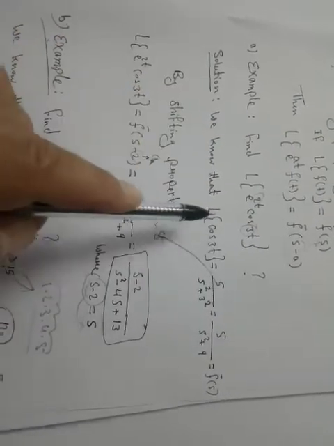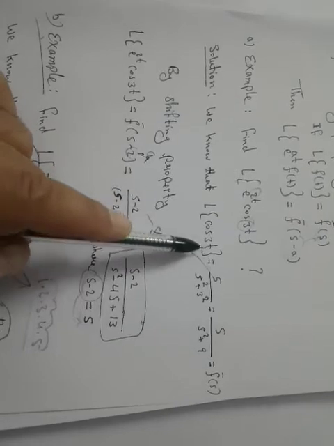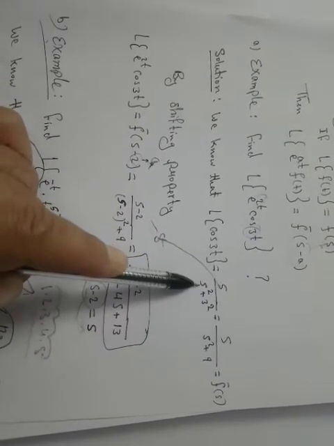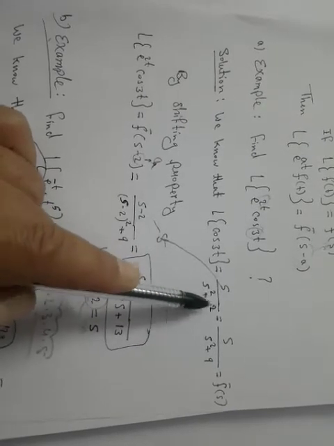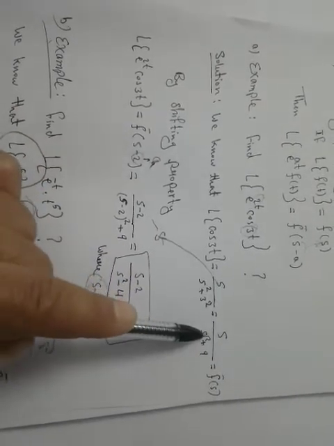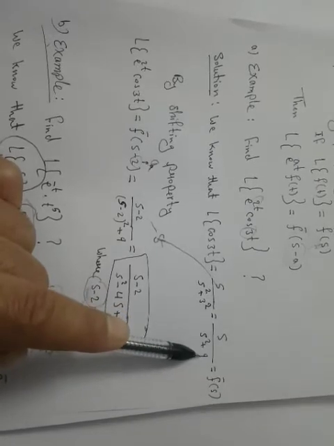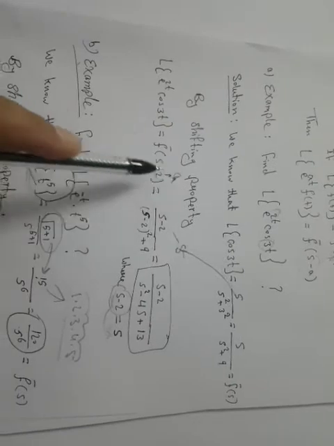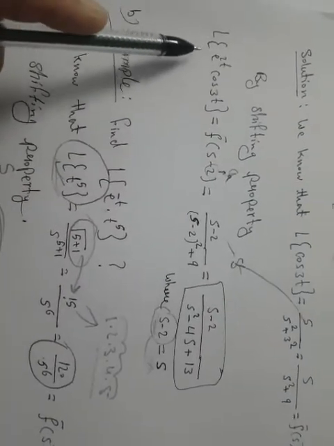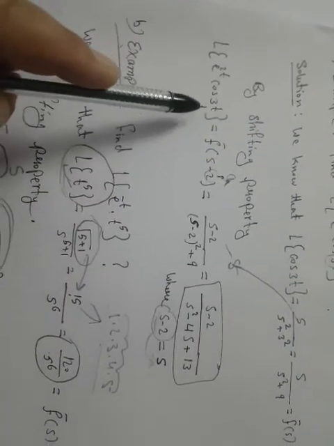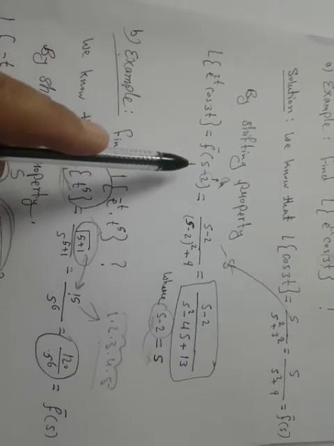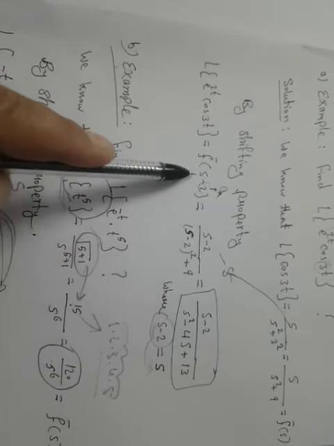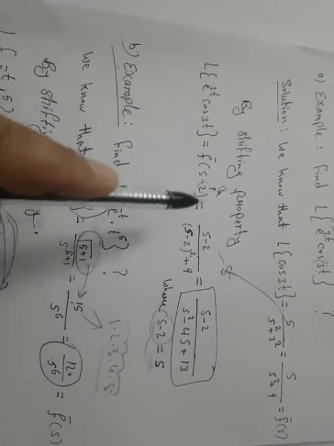So we know that the Laplace transform of cos 3t is equal to s upon s to the power 2 plus 3 to the power 2, which is equal to s upon s to the power 2 plus 9, is equal to f bar of s. So by the shifting property, we have the Laplace transform of e to the power 2t cos 3t is equal to f bar of s minus 2. So this 2 is a, so s minus 2 is in place of s.